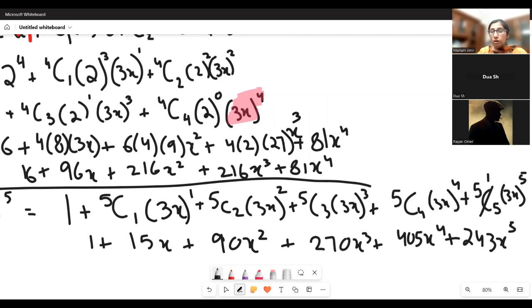Usually you're not asked to completely expand it. You're told to go till the x squared term or x cubed term. We'll see such questions. Yeah, this is correct.